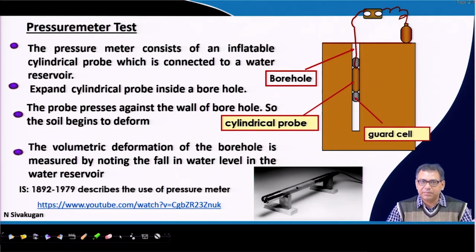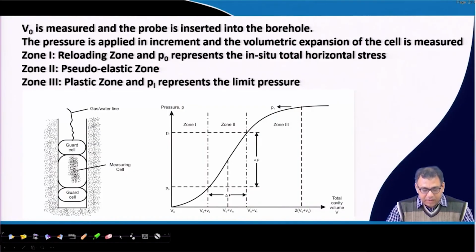So, we basically do a pressure versus volume plot; we measure pressure and the volume change. The volumetric deformation of the borehole is measured by noting the fall in water level in the water reservoir. That means we measure the fall in water level, or basically the pressure and the volume. This is the plot that you will get from the test.